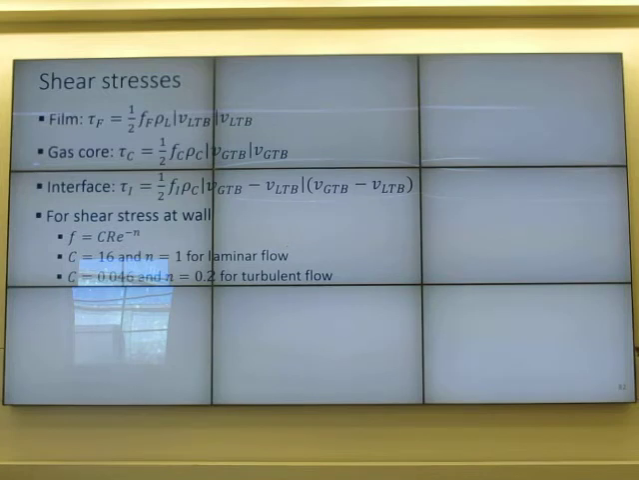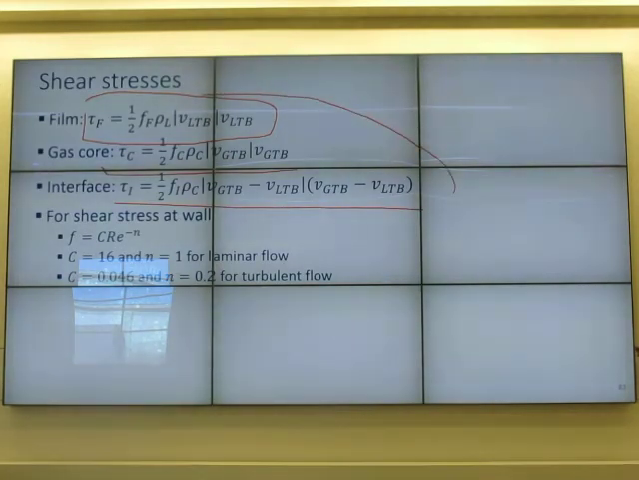It is one equation with one unknown, in the form of H or something. That's how they solve it. So we need expressions for tau F, tau C, tau I. This part is the same as the one we already did in our West model, in Taitel-Dukler: shear stress at the wall, using a Blasius-type equation. Nothing new.